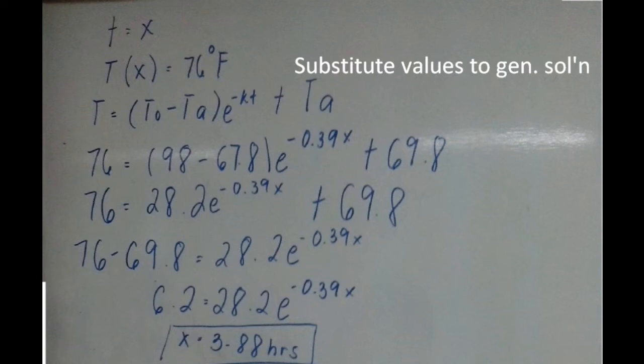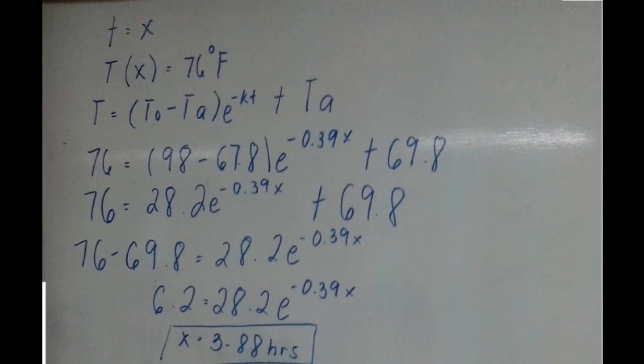We now substitute the values we have obtained earlier into the general solution, T equals (To - Ta) times e raised to the -kt plus Ta. Substituting these values, we have 76 equals (98 - 69.8) times e raised to the -0.39x plus 69.8. Simplifying the equation, we obtain 76 equals 28.2 e raised to the -0.39x plus 69.8. Transpose 69.8 to the other side: 76 minus 69.8 equals 28.2 e raised to the -0.39x. Simplifying further, 6.2 equals 28.2 e raised to the -0.39x. Solving for the value of x, we obtain 3.88 hours.